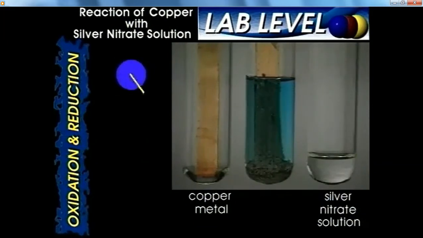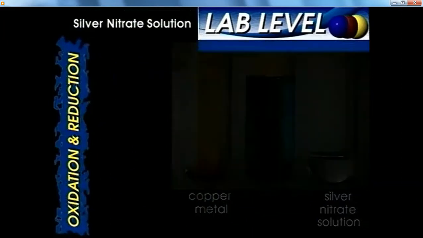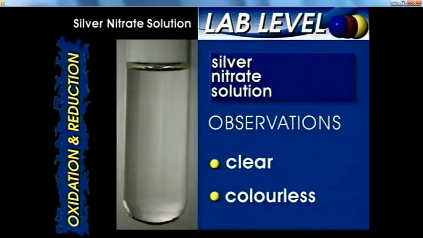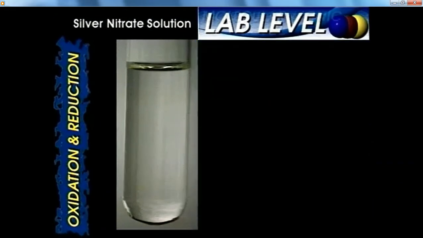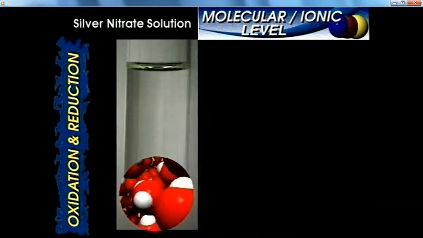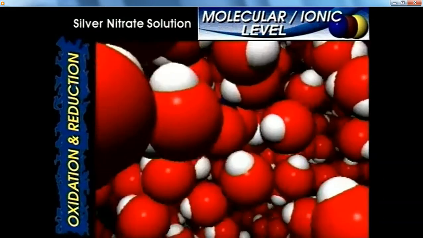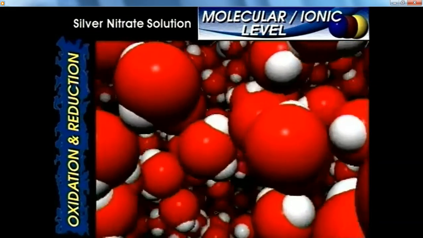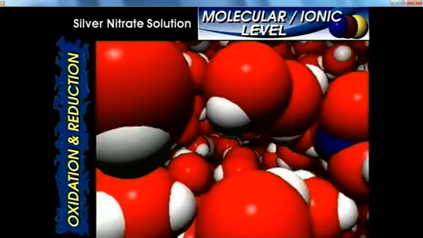Let's start by looking at aqueous silver nitrate, a clear, colourless liquid. At the molecular ionic level, the negatively charged nitrate ions occasionally collide with the positively charged silver ions, here coloured blue. But the water molecules then pull them apart.